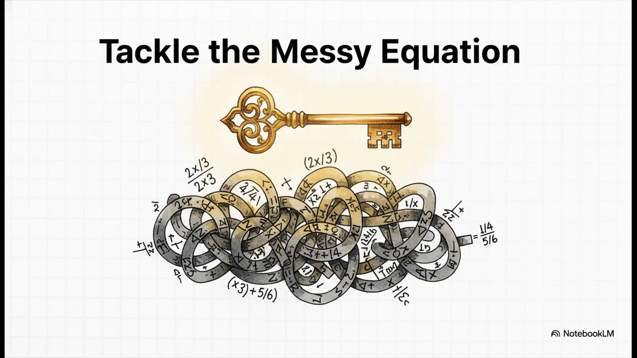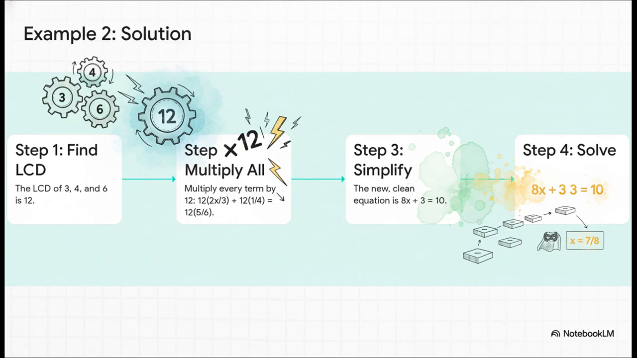Okay, time to level up a little bit. Remember that messy-looking problem from the very beginning? Let's take it down right now, using our cheat code. First things first, we need the LCD for 3, 4, and 6. The smallest number they all divide into is 12. Okay, now we unleash the superpower. We multiply every single term by 12, and just watch this happen.